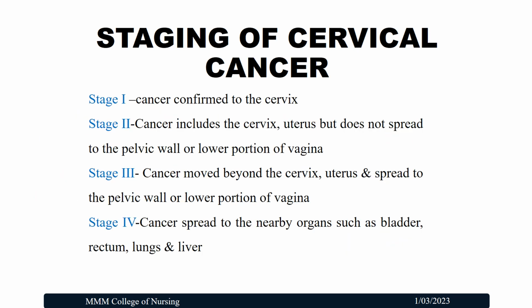Staging of cervical cancer. Stage 1, cancer confined to the cervix. Up to cervix it will be. And stage 2, cancer involves the cervix uteri but does not spread to the pelvic wall or lower portion of the vagina. And stage 3, cancer moved beyond the cervix uteri and spread to the pelvic wall or lower portion of the vagina. Stage 4, cancer spread to nearby organs such as bladder, rectum, lungs and liver. So these are all the stages of cervical cancer.